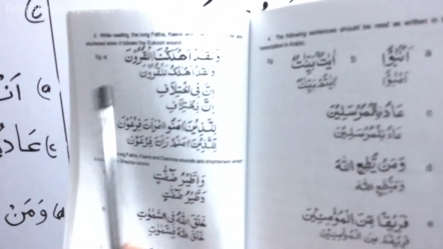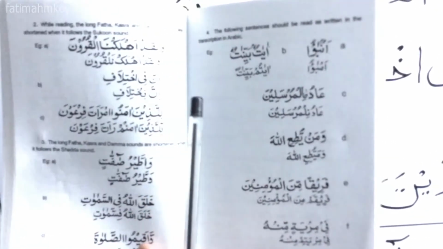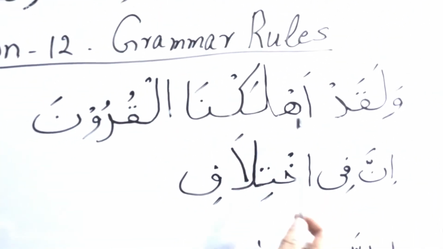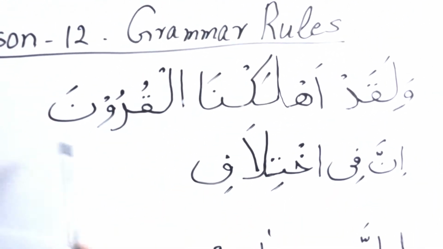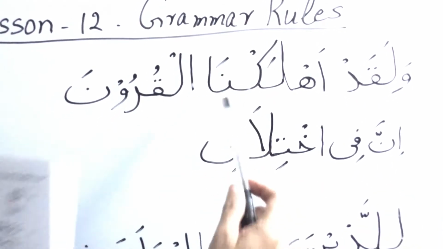Okay, now again we go back to the lesson. While reading, the long fatha, kasra and dhamma sounds are shortened when it follows the sukoon sound. Example A. وَلَقَدْ أَهْلَكْنَا الْقُرُونَ. Let me read it again on the whiteboard. وَلَقَدْ أَهْلَكْنَا الْقُرُونَ. Here, let me say what's going to happen. The rule says, while reading, the long fatha, kasra and dhamma sounds are shortened when it follows the sukoon sound.